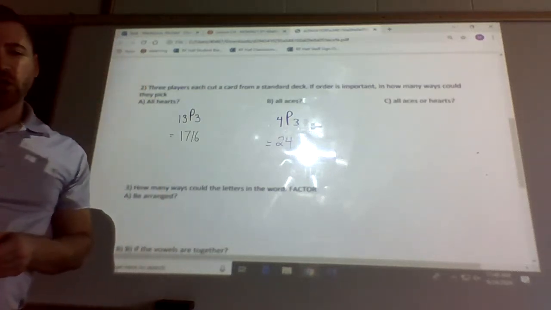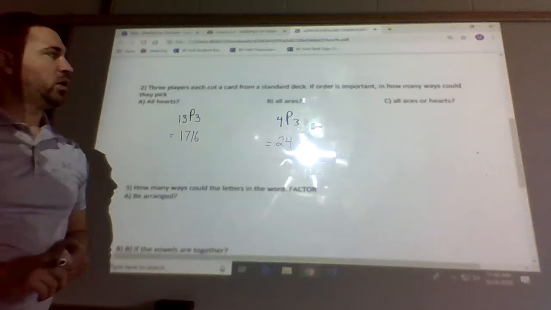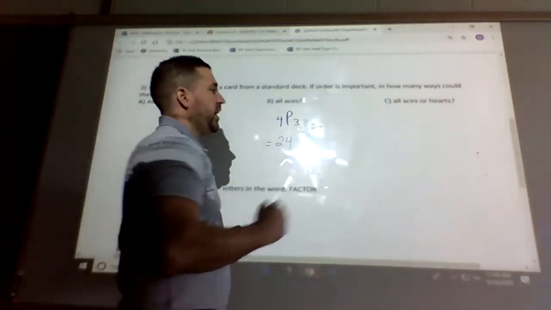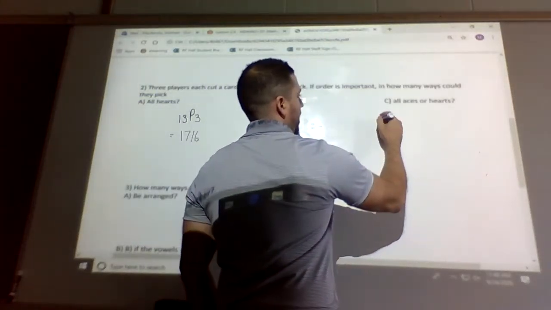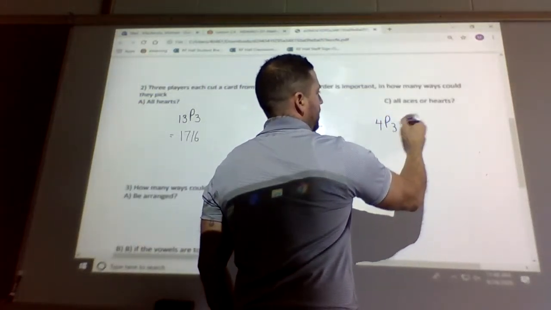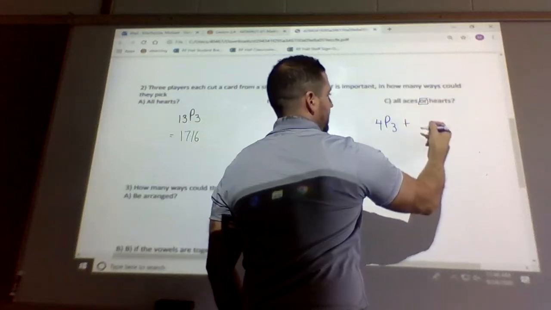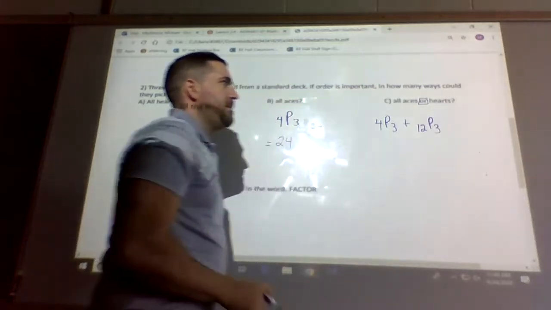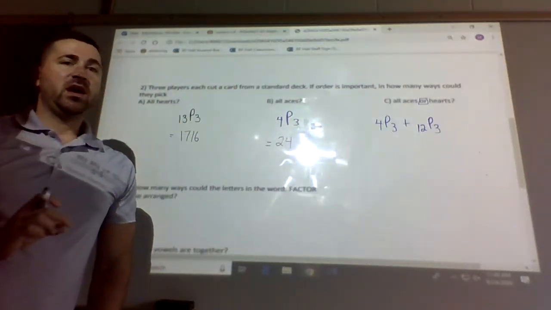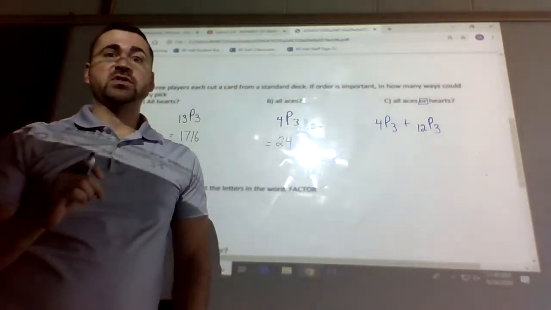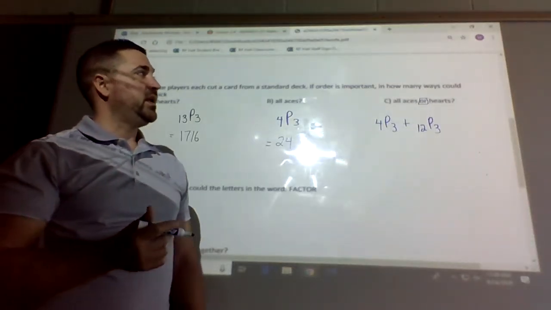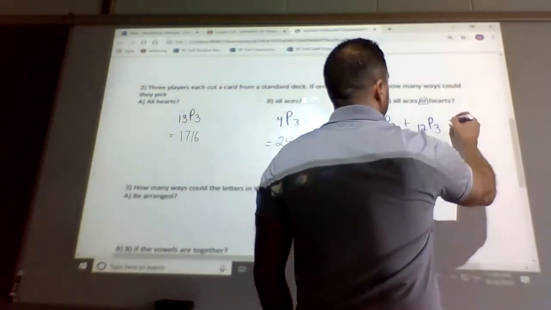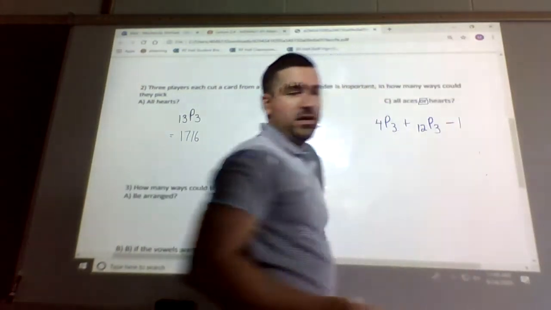Okay, and lastly, all aces or hearts. All aces or hearts. Okay, so all aces would be 4P3, plus 12P3. But here we have to be careful, because we have to check to see if we have any overlaps. Well, are there any aces and hearts that we counted twice? Yes, we counted the ace of hearts twice. So then we're going to subtract 1 at the end.